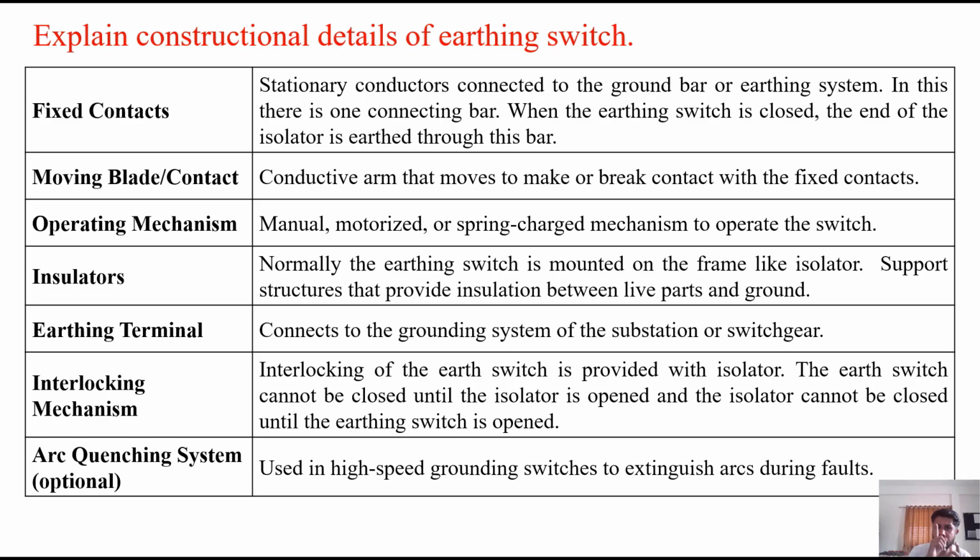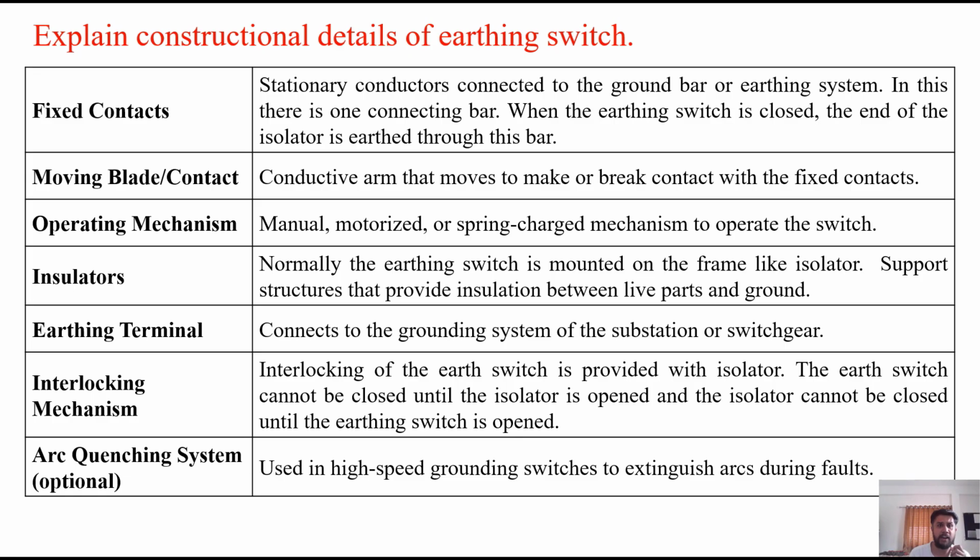In this, there is one connecting bar. When the earthing switch is closed, the end of the isolator is earthed through this bar. Means isolator is closed and it is earthed. Moving blade or a contact: conductive arm that moves to make or break the contact with fixed contacts like this.